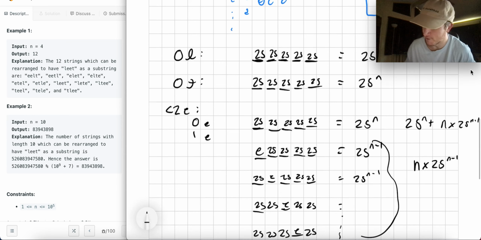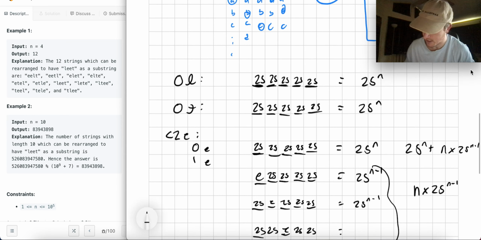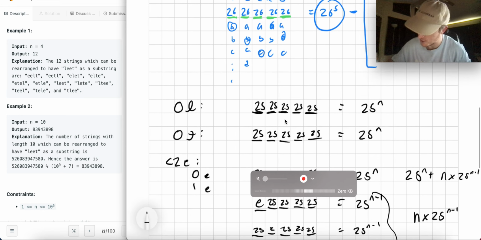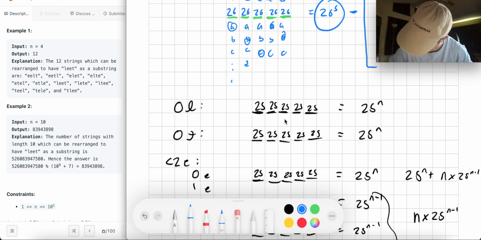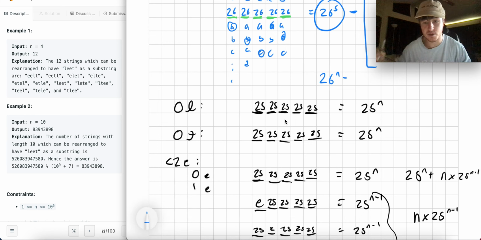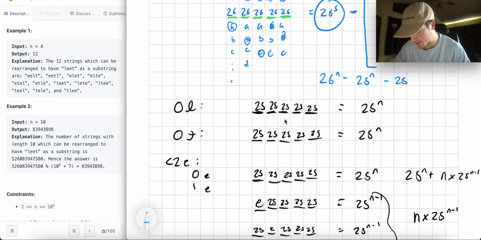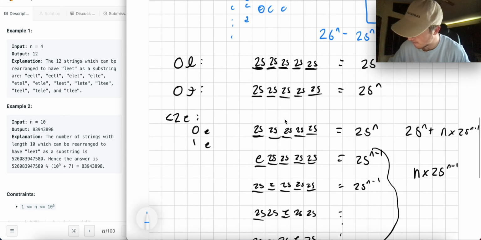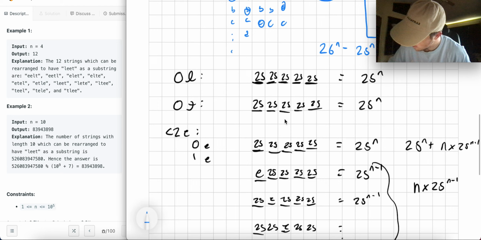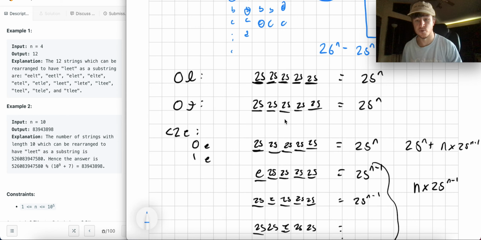So you might feel inclined to say, okay, well, my answer is these cases, right? There's the case where, so I have all the things that I can do, minus the case where I have 0 L's, which is 25 to the n, minus the case where I have 0 T's, which is 25 to the n of that, and minus the case where I have 2e, which is 25 to the n plus n times 25 to the n minus 1. Now I'm just writing this small because it doesn't really matter.